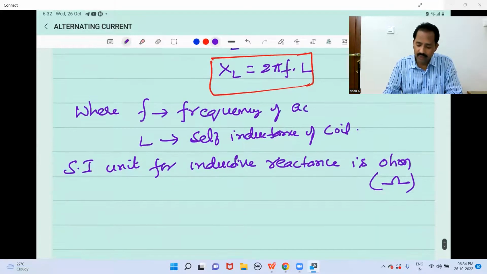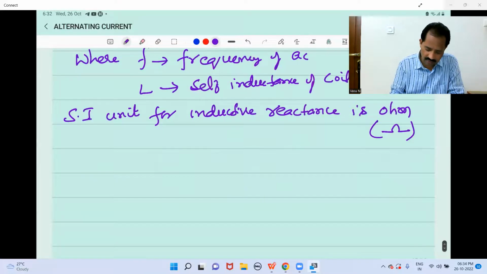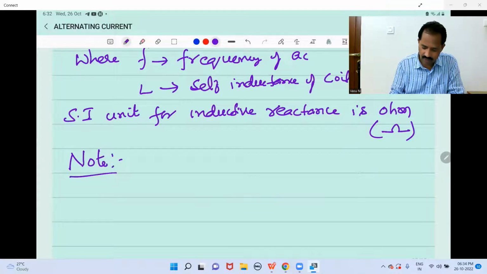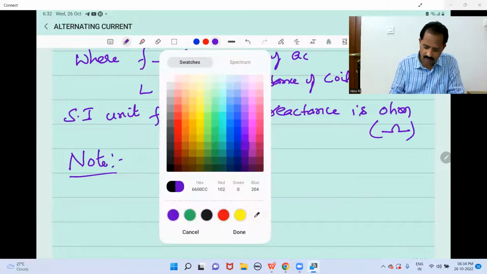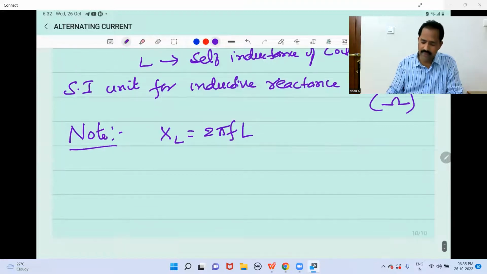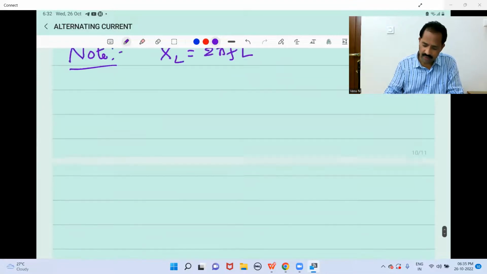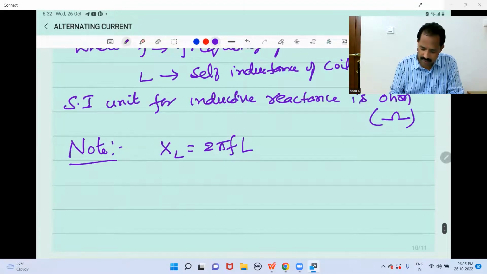Now, how does inductive reactance depend on frequency? Directly, if L is constant. So XL depends on F. Let me write a note here. We have XL is equal to 2 pi FL. How does XL depend on frequency? Directly. So XL varies directly with frequency.